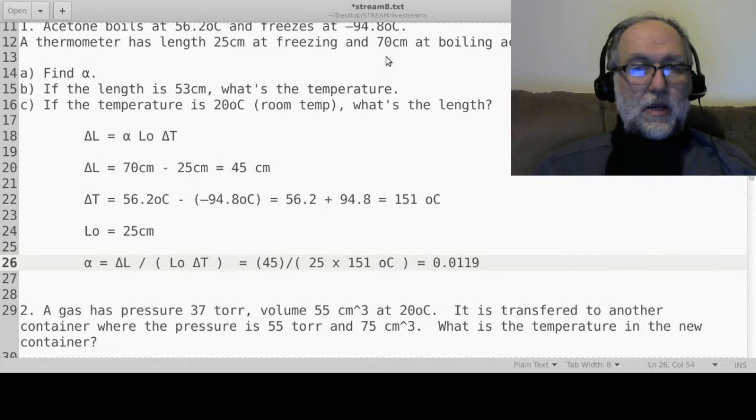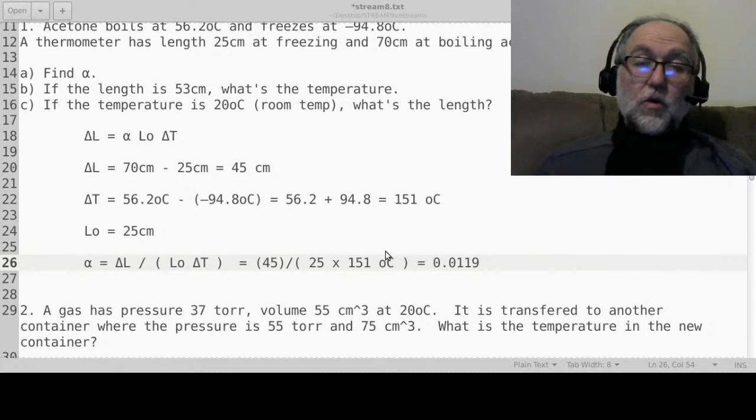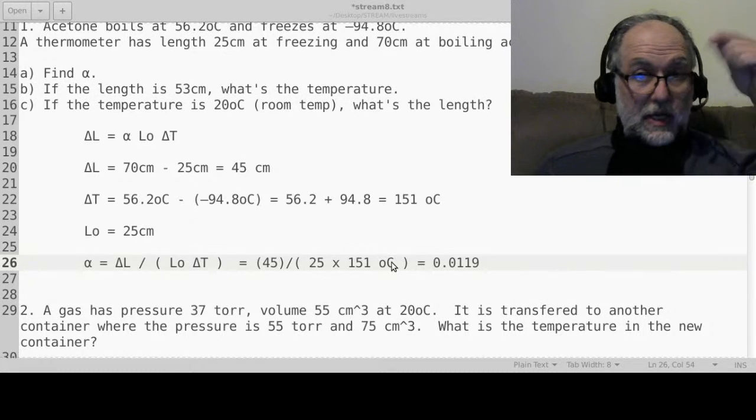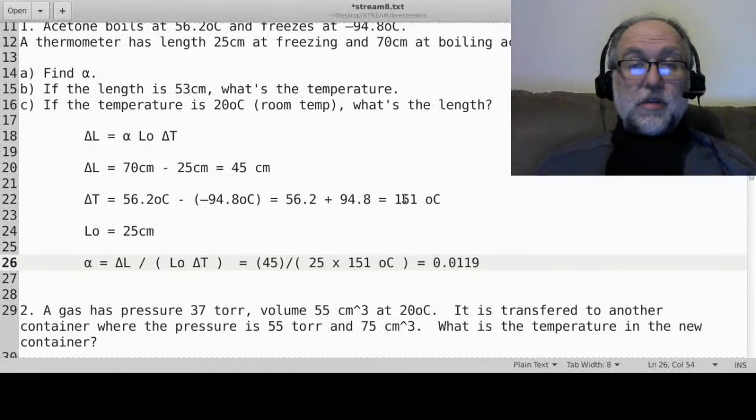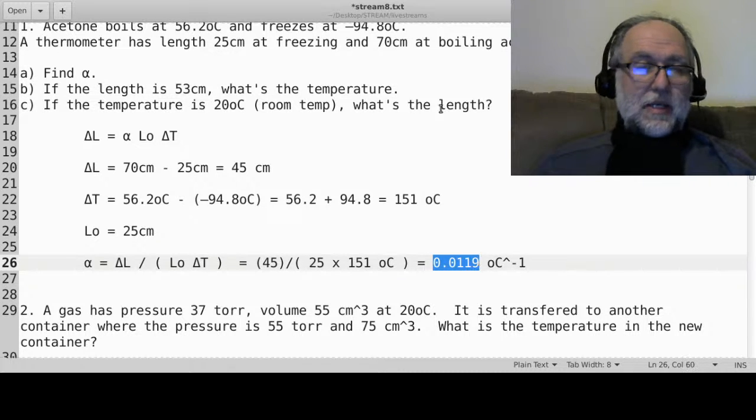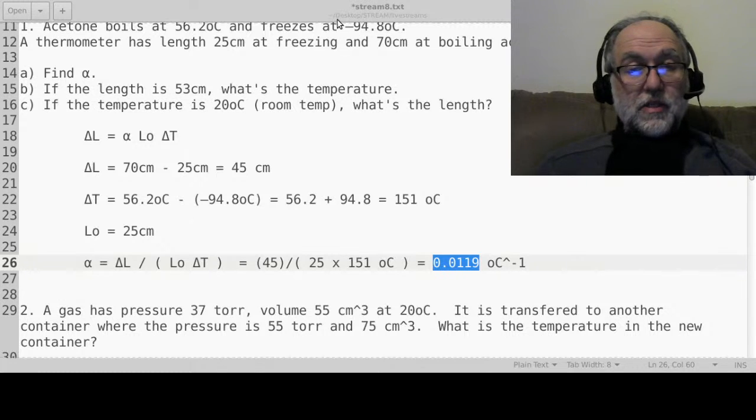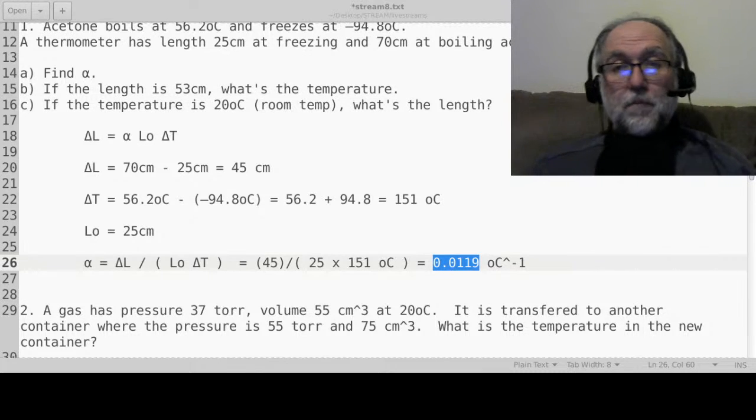You might ask, what are the units of that? The only surviving unit is degrees in the denominator, so it's per degree Celsius. I know it's kind of a weird unit, but that's what it is. It's per degree Celsius because it's like a fractional growth per degree Celsius. So that answers part A.